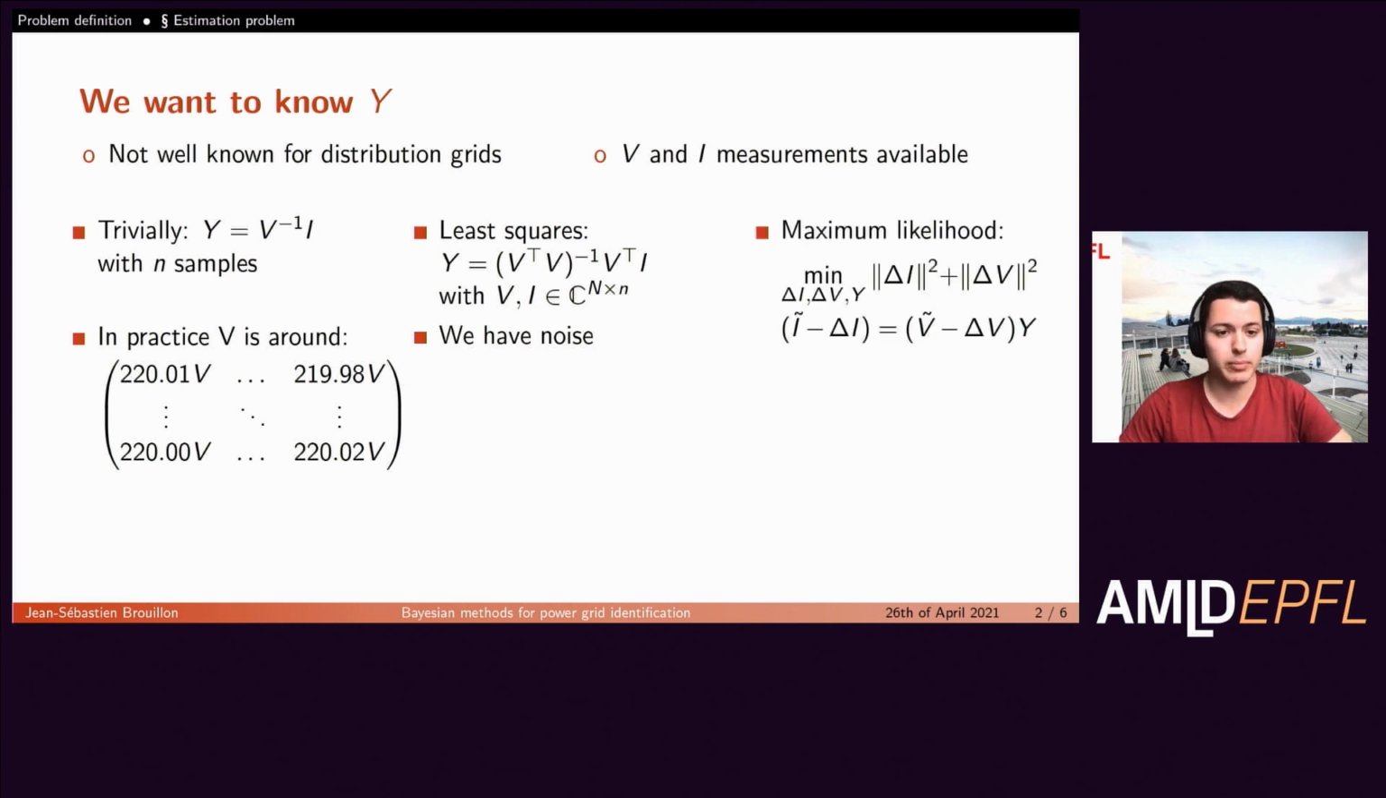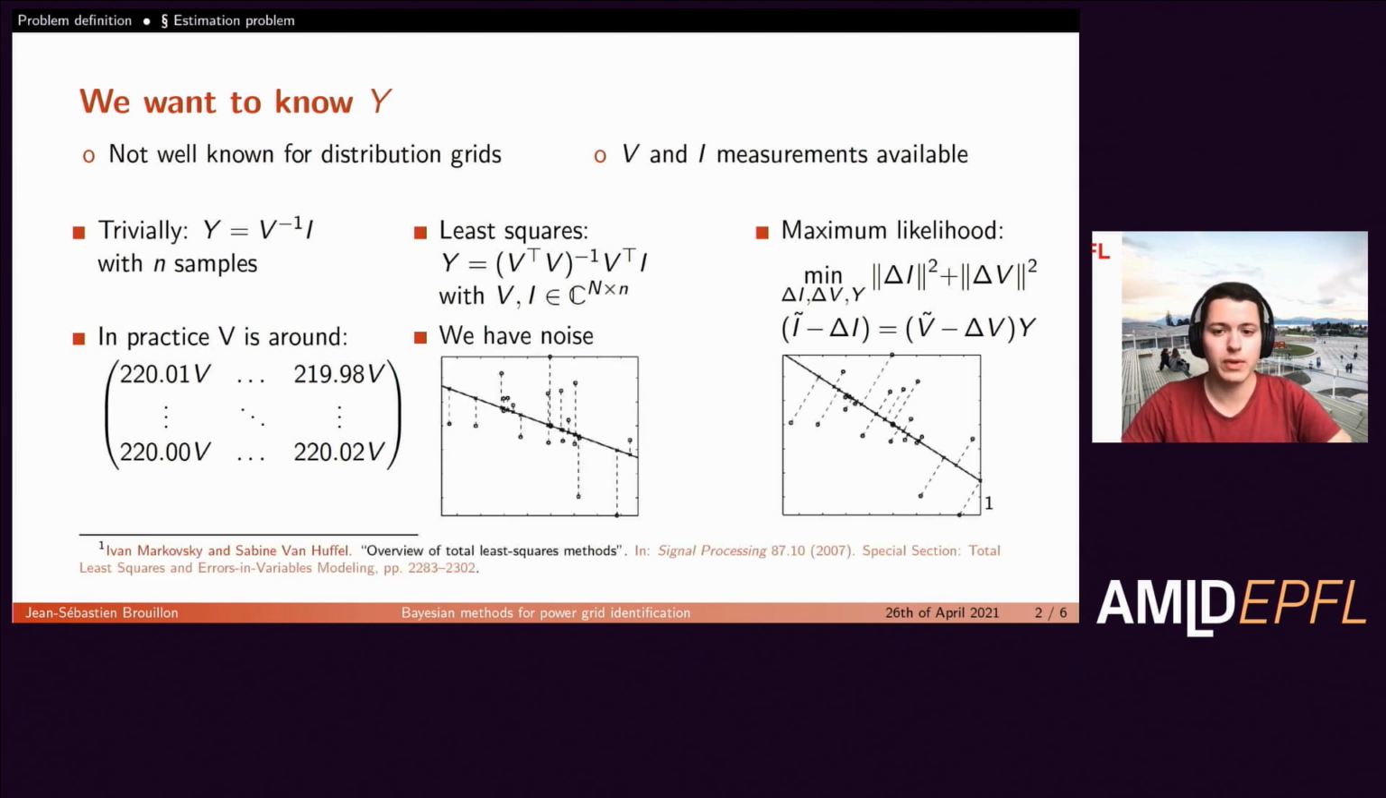We then go for maximum likelihood estimation, or MLE. This estimates at the same time the parameters, the Y matrix, and the noise, which is delta I for the current and delta V for the voltages. Graphically, if the vertical axis is the current and the horizontal axis is the voltages, the least squares would minimize the vertical distance to a regression line, and the maximum likelihood minimizes the orthogonal distance. So it is more sensitive to lower signal and less sensitive to noise.